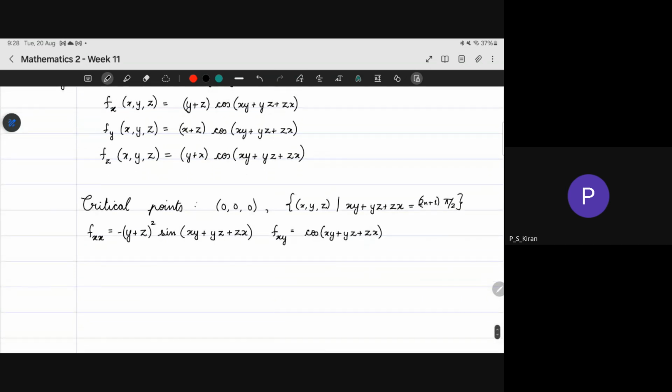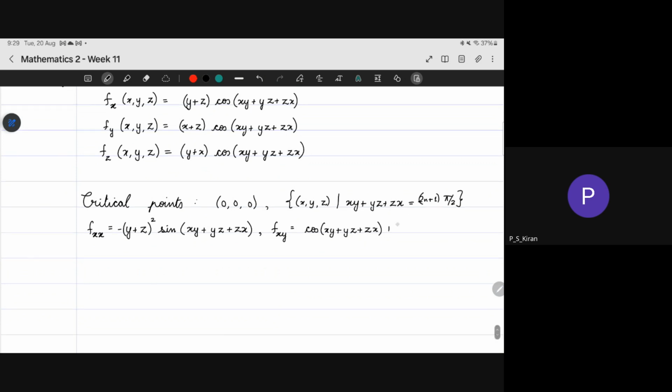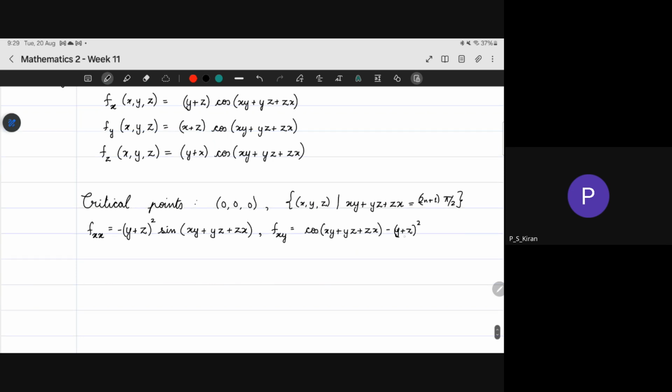At any point, if you want me to explain a bit more, let me know. Here I'm just computing the second order partial derivatives, taking the first order partial derivatives and then differentiating them with respect to the second one. So here I'll get this, plus it becomes minus y plus z the whole square.